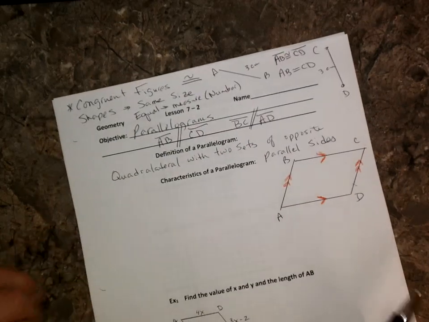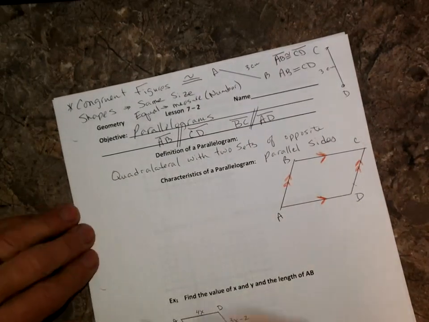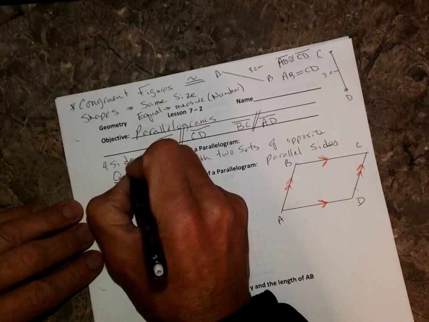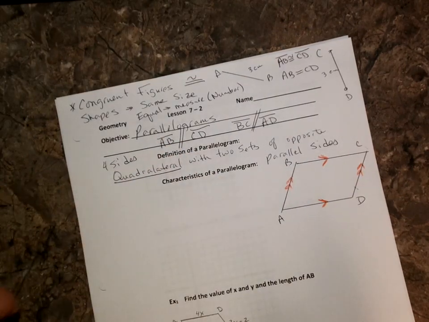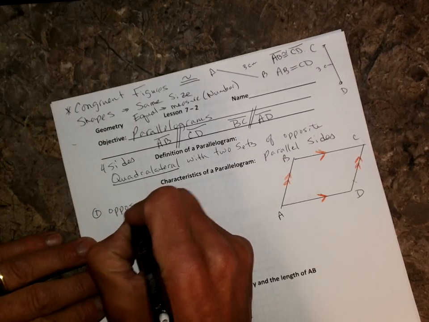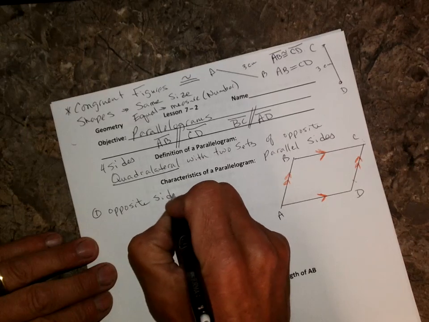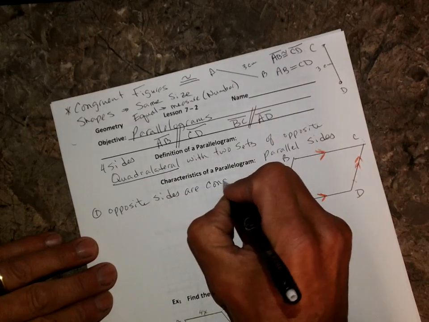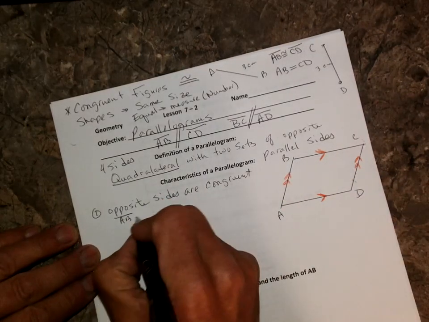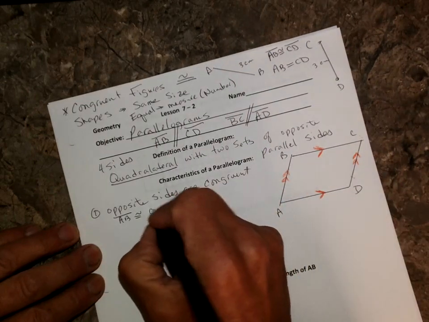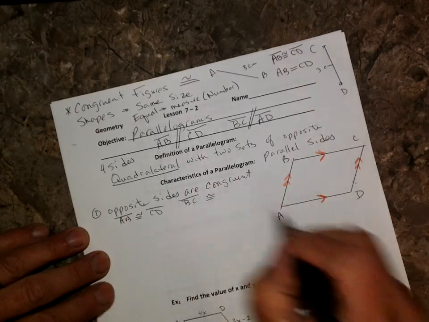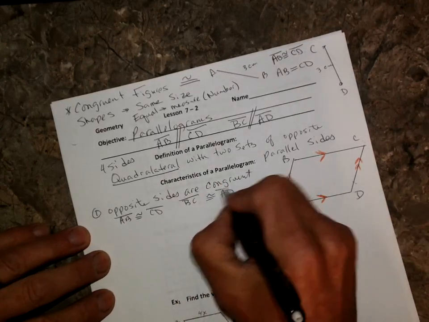Now, what else do we know? A parallelogram has several characteristics. First of all, quadrilateral means four sides. We know that. But because it's a parallelogram, it has several things that make it special. One, opposite sides are congruent. That means AB is congruent, same length as CD, and we could say that BC is congruent to AD. Same length. Easy. That makes sense.